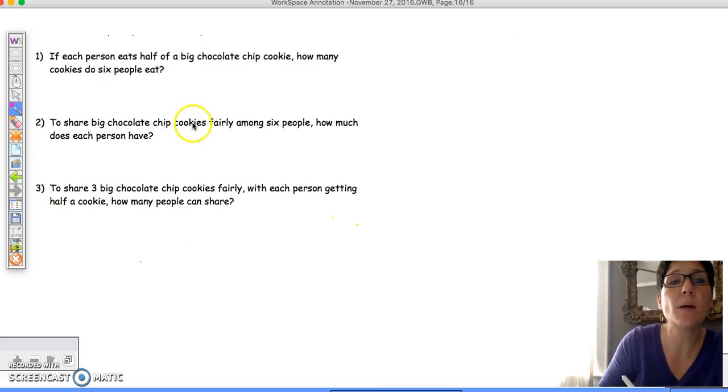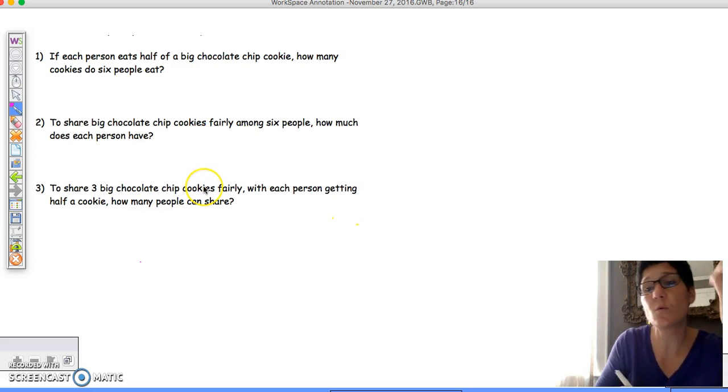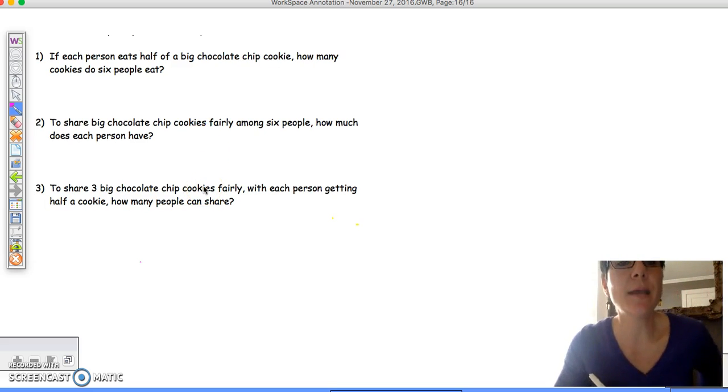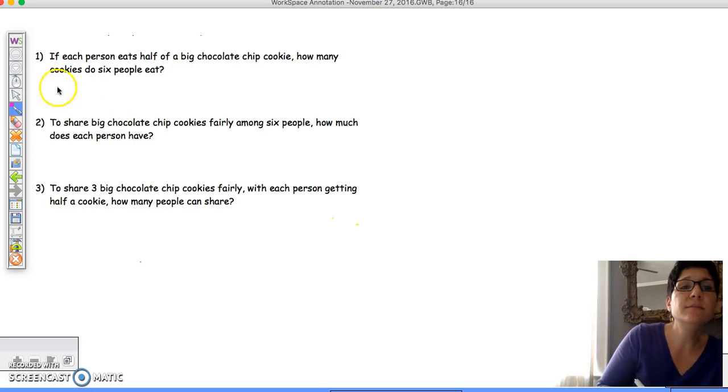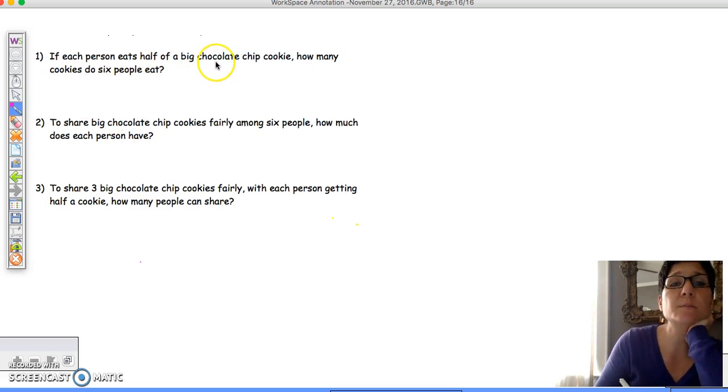I posted 3 problems up here, just interestingly enough. And of course, it entails food because this is who I am. Okay. So it says if each person eats half a big chocolate chip cookie, how many cookies do 6 people eat? To share big chocolate chip cookies fairly among 6 people, how much does each person share? To share 3 big chocolate chip cookies fairly with each person getting half a cookie, how many people can share?